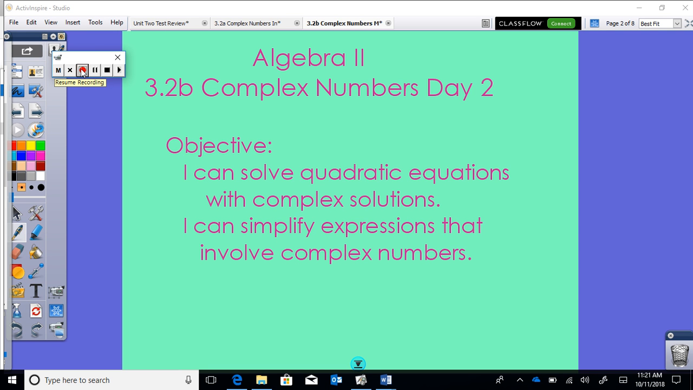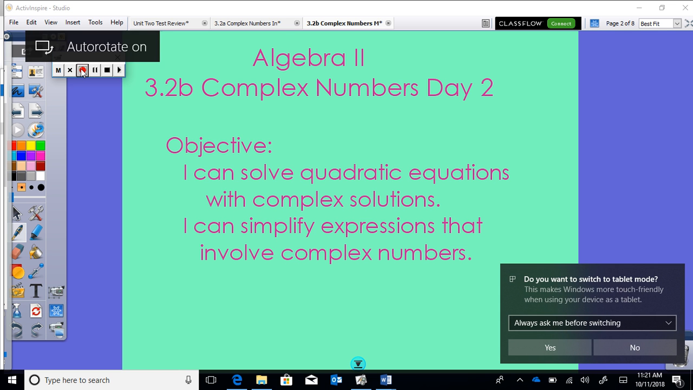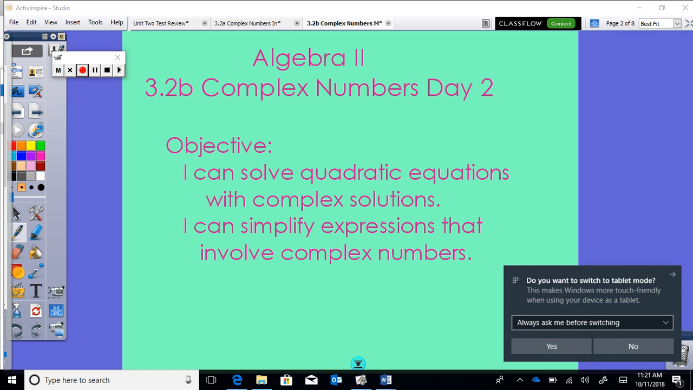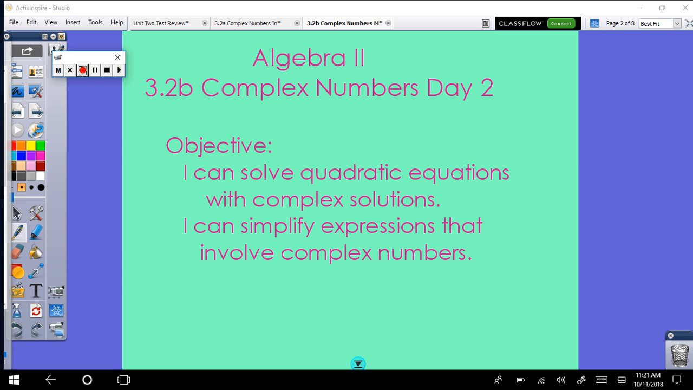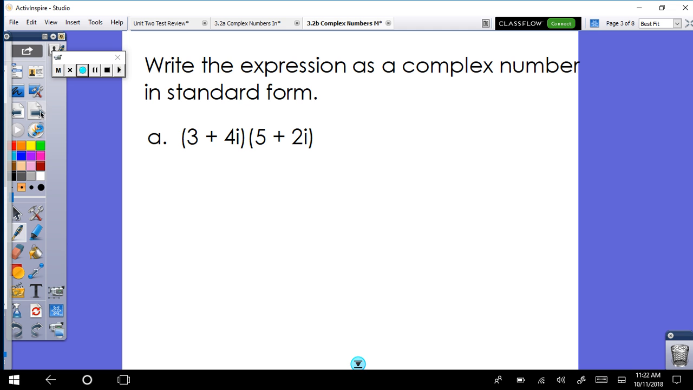All right. This one we're going to solve complex equations or solve quadratic equations with complex solutions and simplify expressions that involve complex numbers. Specifically, we're going to be looking at multiplying two expressions with complex numbers and how that works. So remember that if we want to write a complex number in standard form, that means that I want the real part to come first and the imaginary part to come second.